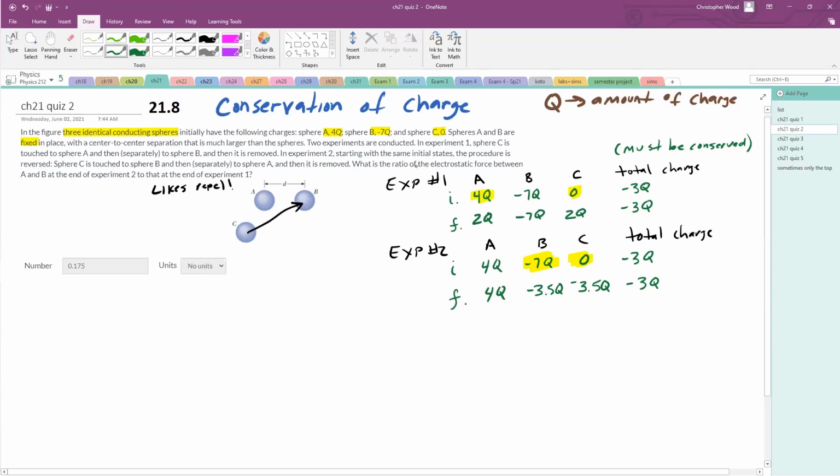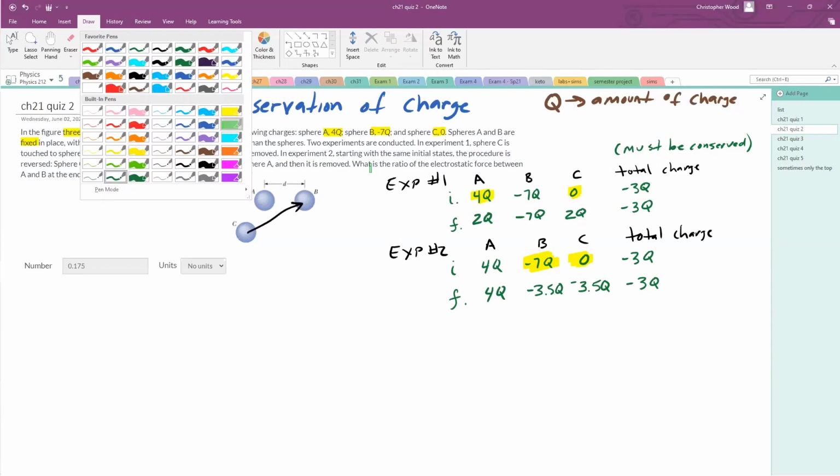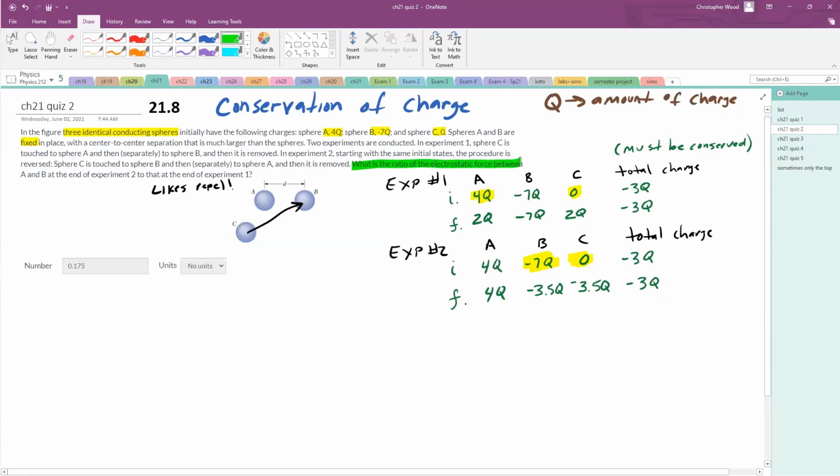What is the ratio of the electrostatic force? So here's the dollar sign. What is the ratio of the net electrostatic force between A and B at the end of experiment 2 compared to that at the end of experiment number 1? So this is what they're asking in this question. They're saying, what is the ratio of the electrostatic force between A and B? So this is the electrostatic force between A and B at the end of experiment 2 to the electrostatic force between A and B at the end of experiment 1.